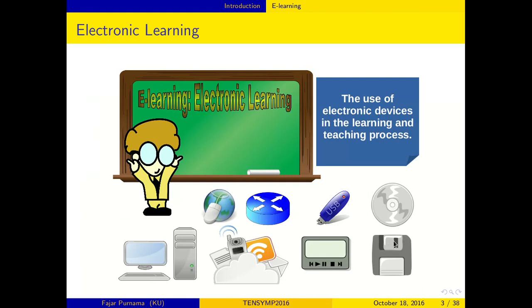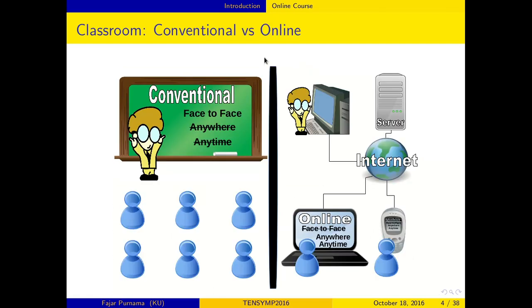Starting on the introduction section, for those of you who don't know about e-learning, e-learning stands for electronic learning, which is the use of electronic devices in the learning and teaching process. The next slide is about online course, which is the main topic of this work. Online course is a part of e-learning.